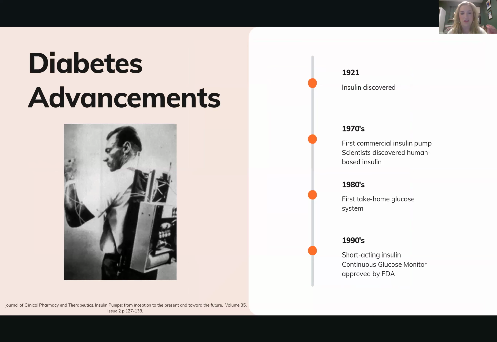I love this picture on the left. This is a picture of one of the very first insulin pumps that was ever discovered. This was the first kind of wearable one. You can see it's like a massive computer backpack. Probably not very accessible. Probably not all the school kids wanting to run around in a gym and school with a massive computer on their back.